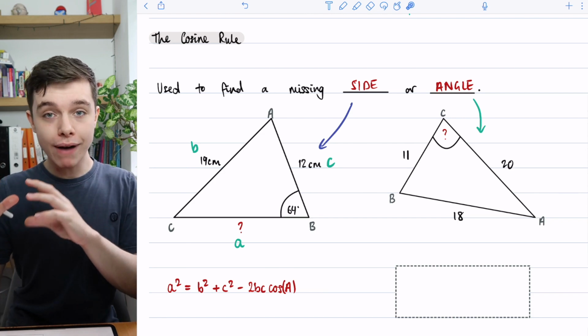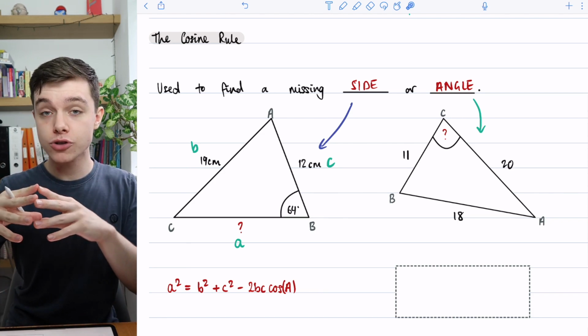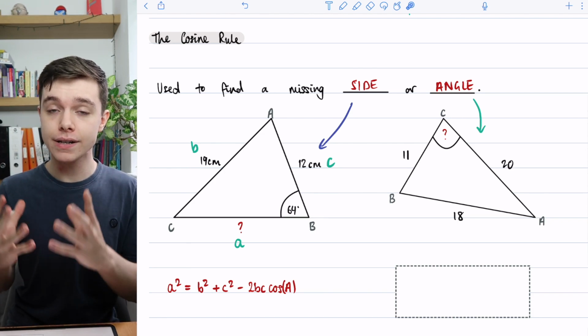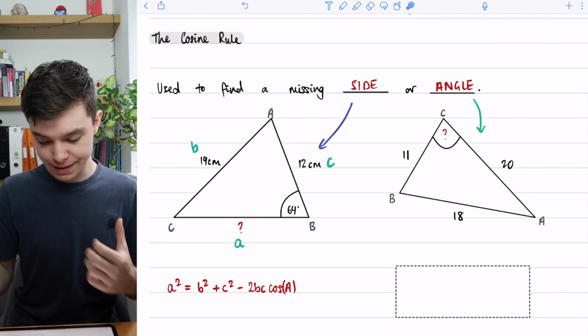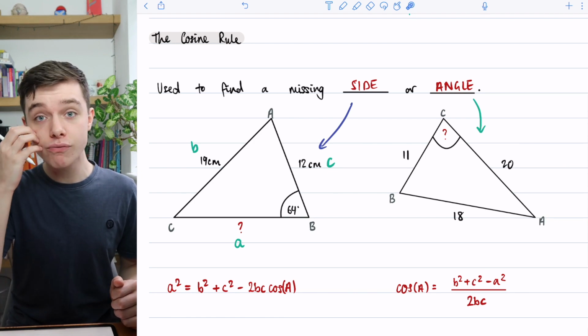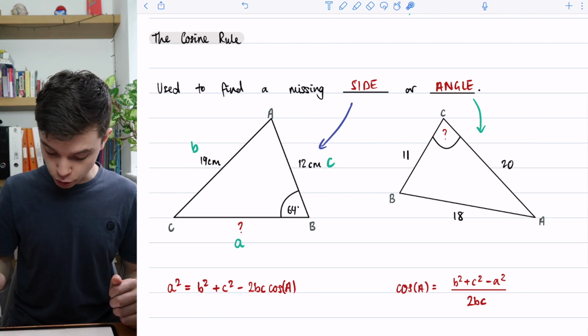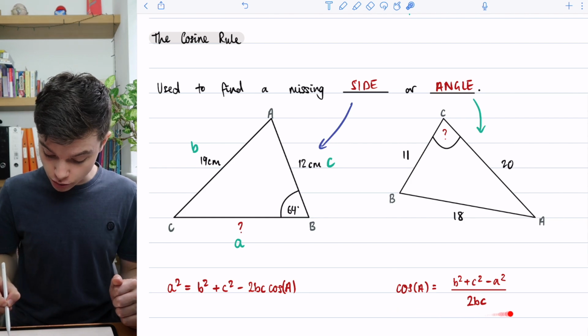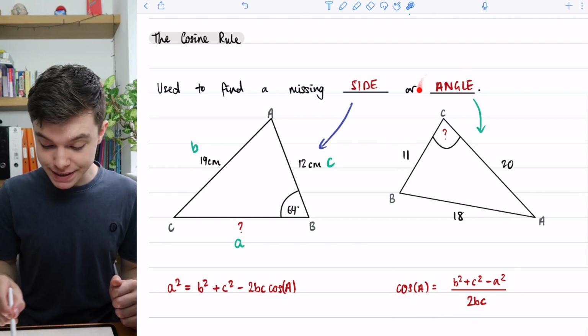We can do some rearranging on that to make cos A the subject, to then work out the size of a missing angle. And as you would expect, under that box there is the rearranged version of the cosine rule. This is what you want to use if you are working out a missing angle.